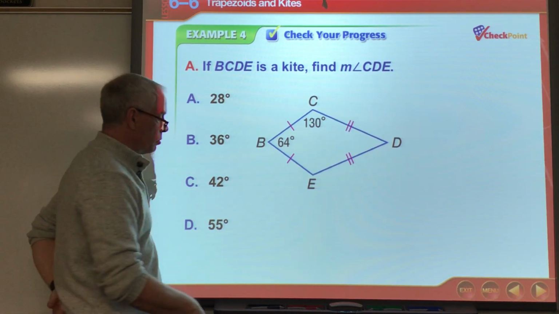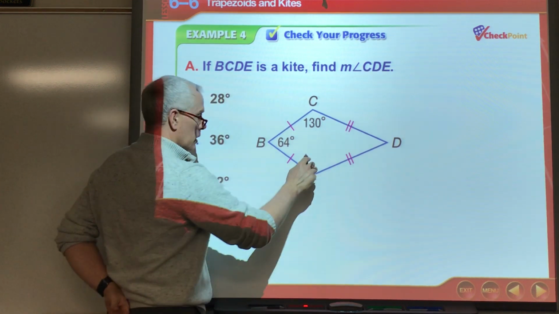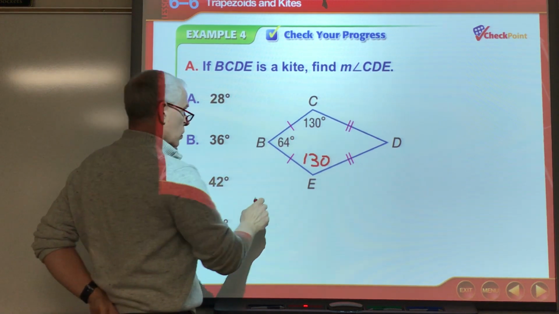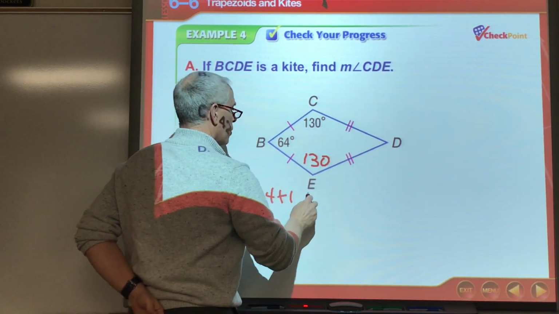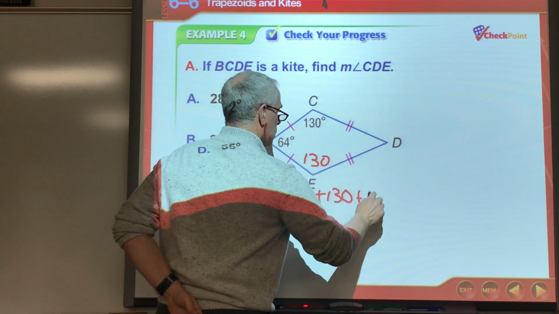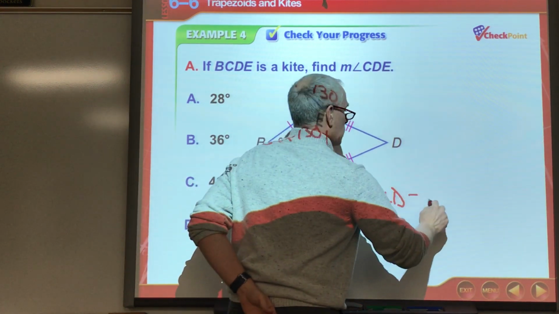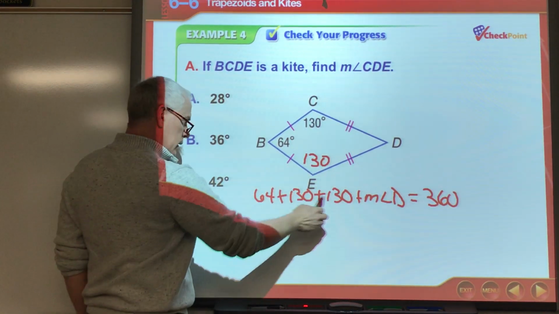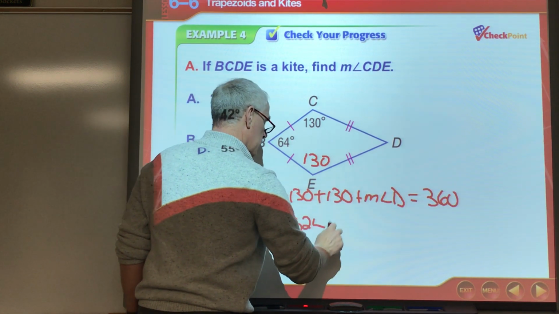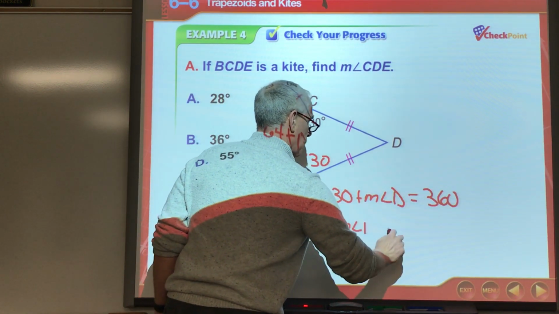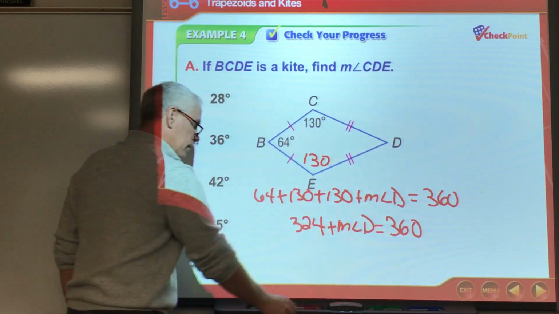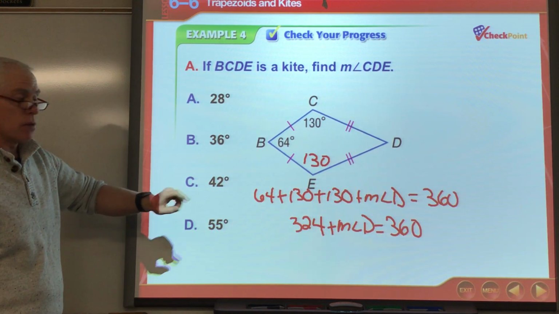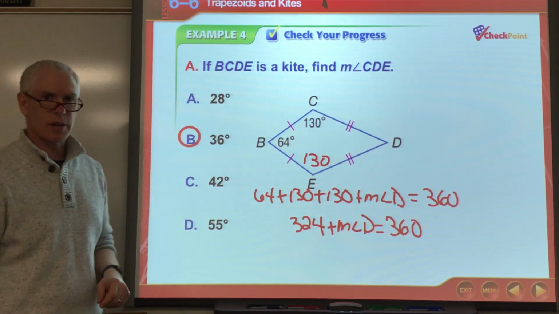Okay, let's go through what we did before. One set of opposite angles has to be congruent. All of them have to add up to 360. So 64 plus 130 plus 130 plus the measure of angle D has to be 360. Okay? So what do you get? 260 plus 64 is 324. I have to subtract 324 from both sides, and I'm left with 36. That should be a 36-degree angle. If you got 36, give yourself a pat on the back.